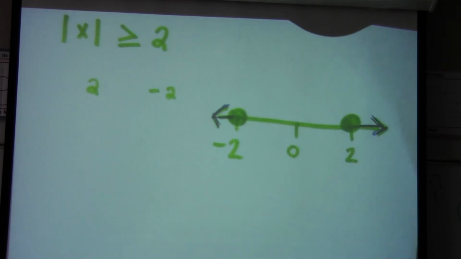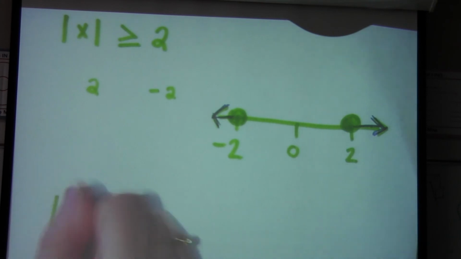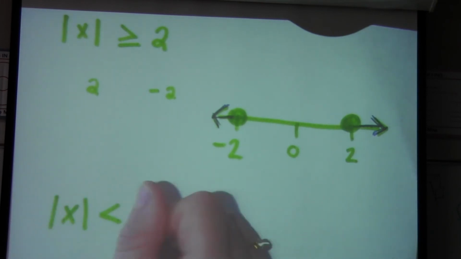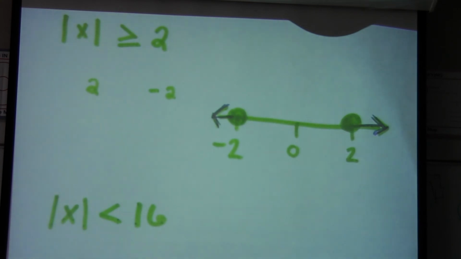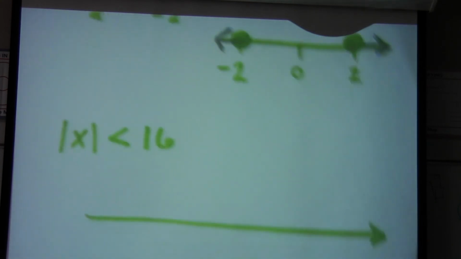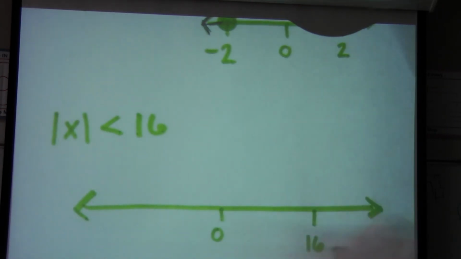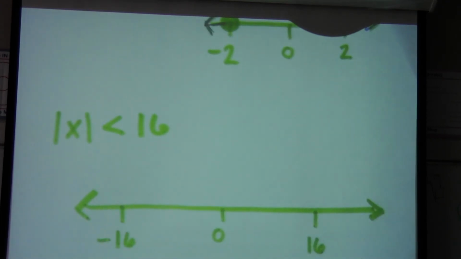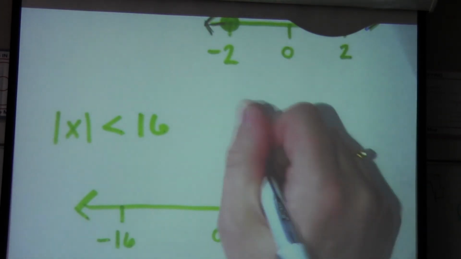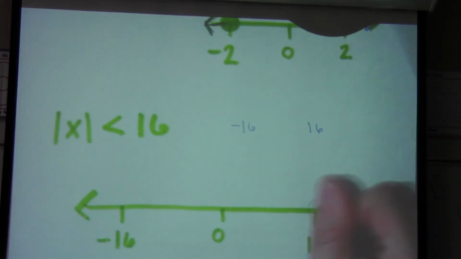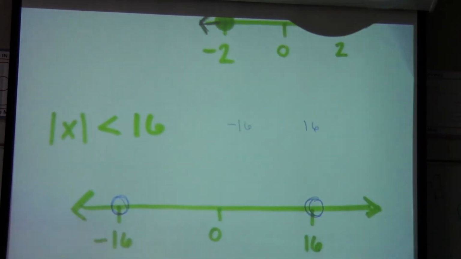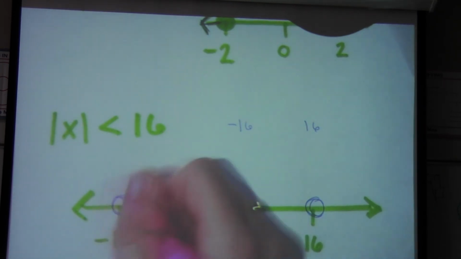Okay. Let's try another one. Absolute value of x is less than 16. It would be 16 and negative 16. Andy just told me I need to have a negative 16 and a positive 16. Open circles, and it goes in. And tell me why. Because it's less than 16 and we go itty bitty teeny space inside. Thumbs in, connect.